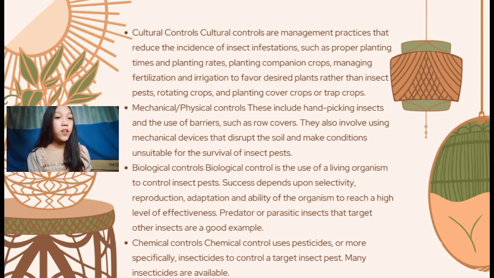This includes hand-picking insects and the use of barriers, such as row covers. They also involve using mechanical devices that disrupt the soil and make conditions unsuitable for the survival of insect pests.